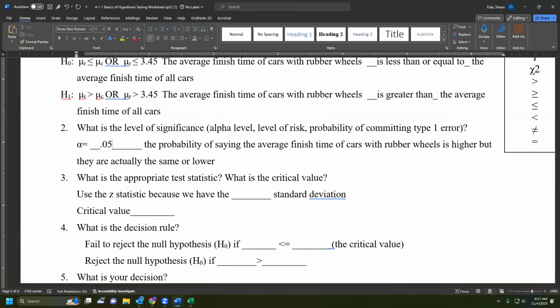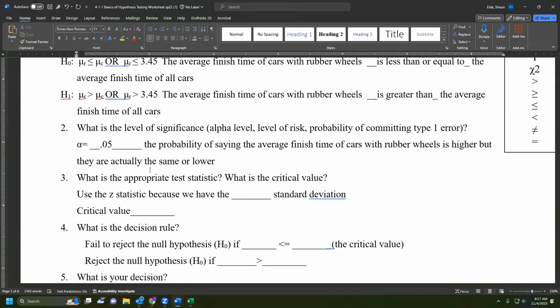What is the level of significance? 0.05. The probability of saying the average finish time of cars with rubber wheels is higher, but there really actually is not. So in other words, if I were to run 100 of these tests, 5 out of 100 of the tests will, even if they are the same. So even if there are no differences between the cars with plastic wheels and the cars with rubber wheels, 5 out of 100 tests would say that there is a difference.